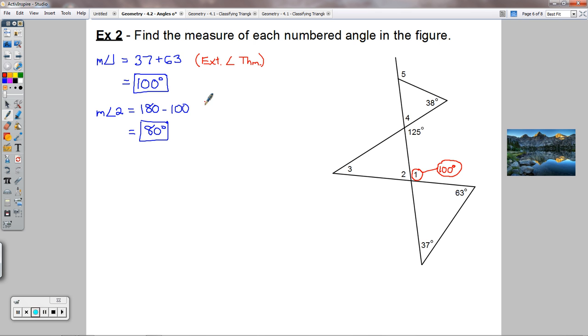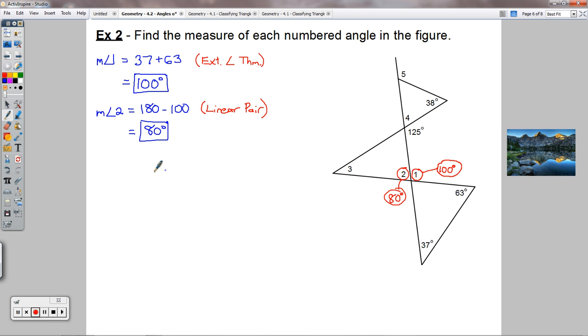So what was the reason for this working? That was a linear pair right there. Now I know this is 80, and I don't know 3, but I do know this one. So I have another exterior angle here with respect to this triangle. So this exterior angle has to equal these two remote interior angles added together.